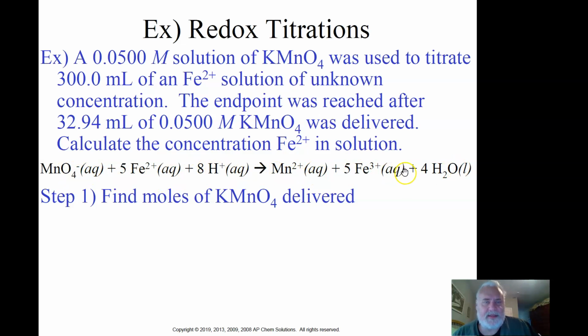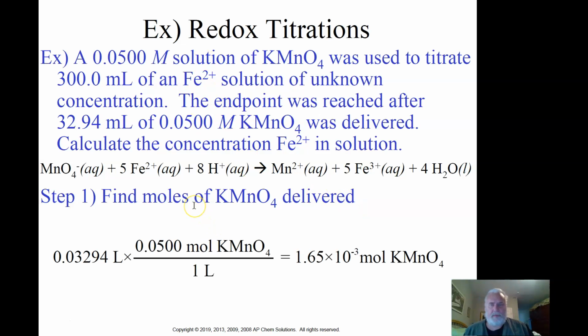to see this happening. So step 1 says find the moles of KMnO4 delivered in this particular problem. You simply take the milliliters, convert that to liters, liters to moles using the known concentration. Remember that concentration was known. So then we have put that many moles in.